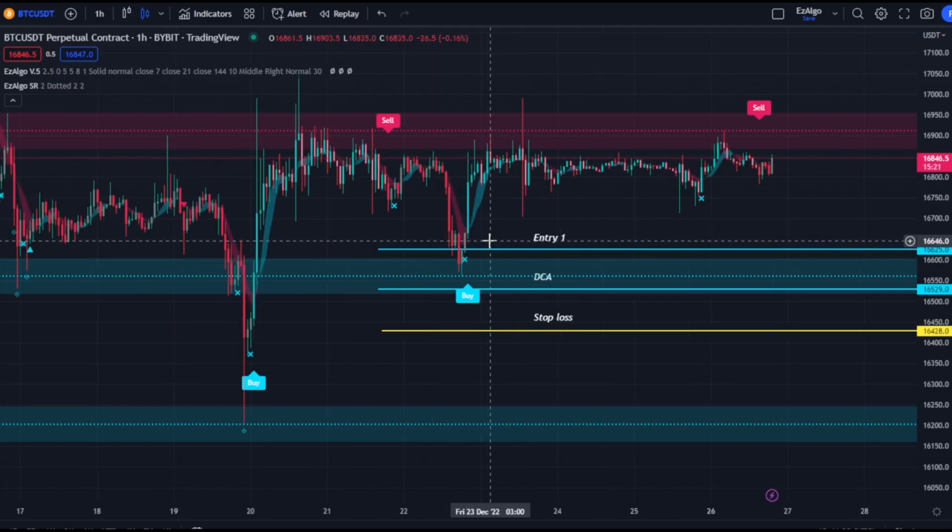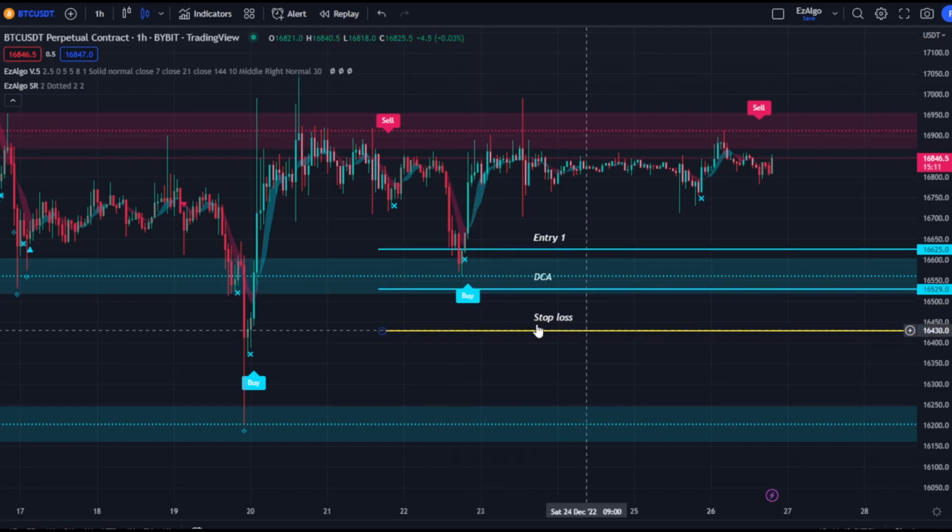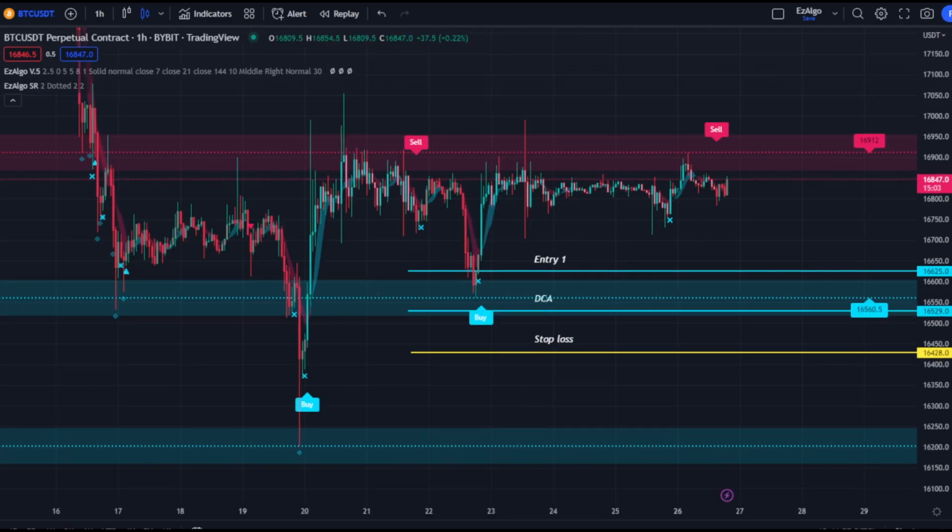If for some reason it doesn't bounce off of this 0.5 and falls right through to the 0.618, that's when you dollar cost average and put the second half of your trade in here at the 0.618 with your stop loss right below that. So you're not relying on the golden pocket to be getting hit, because oftentimes, especially when you're trading cryptocurrency, the golden pocket doesn't always get hit.